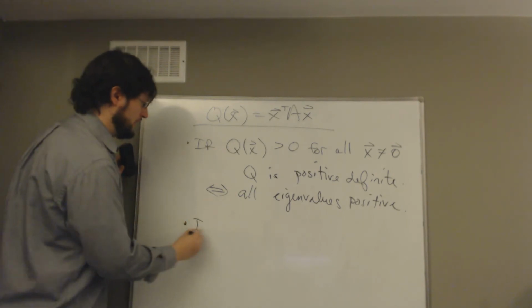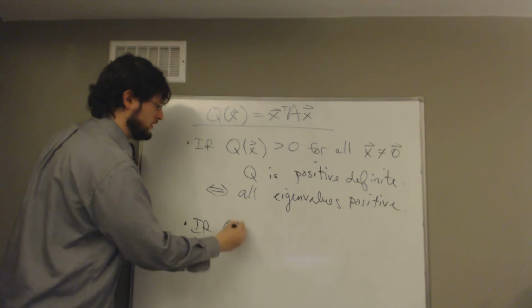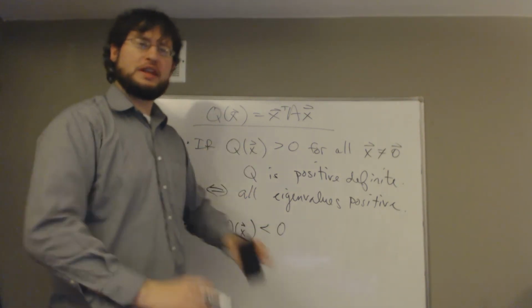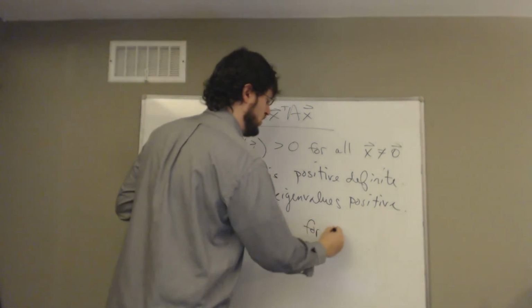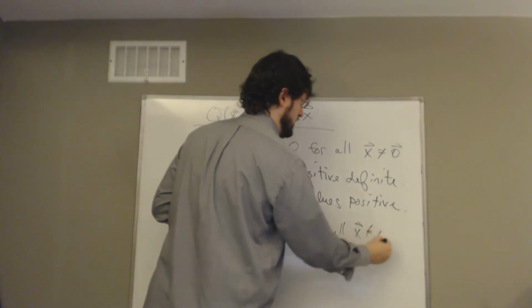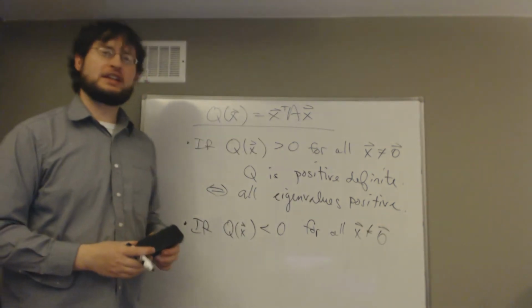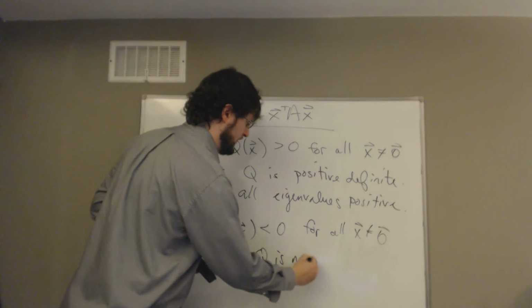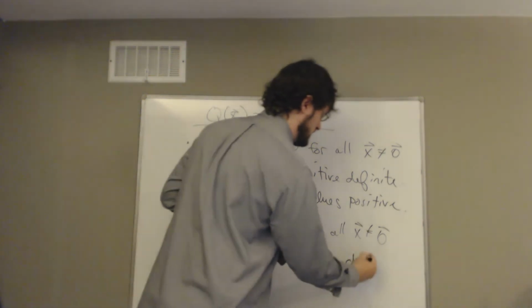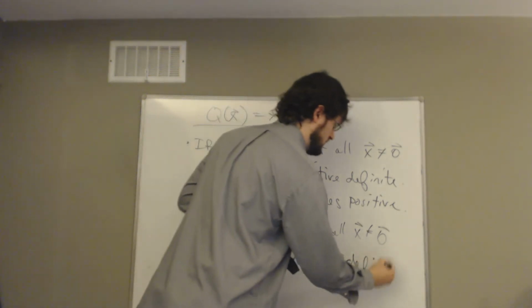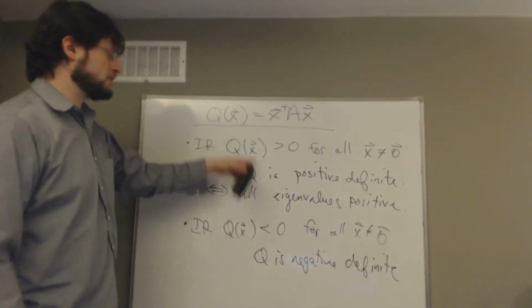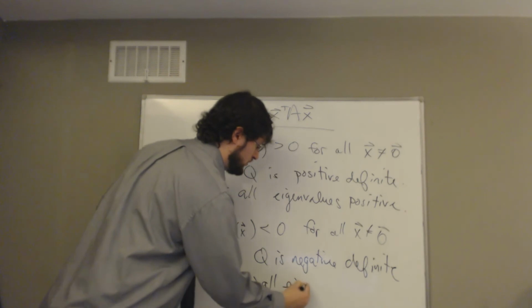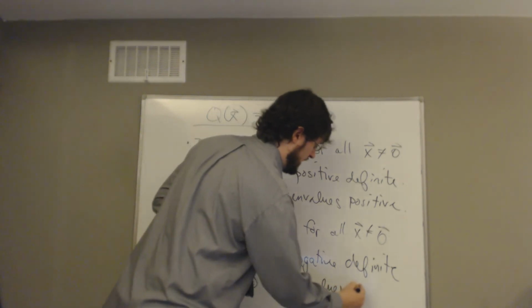Okay. If q at x is less than 0, below the xy plane, for all x not equal to 0, then we're going to say that q is negative definite. And again, this corresponds to all eigenvalues negative.